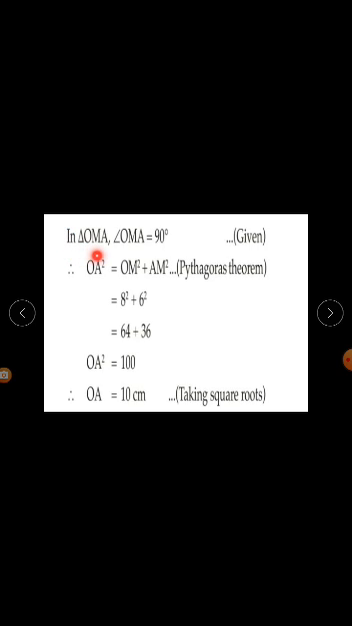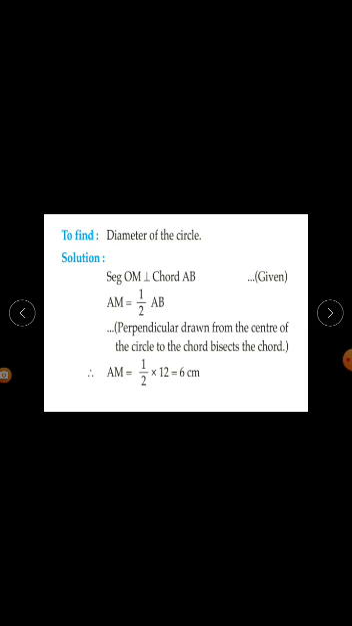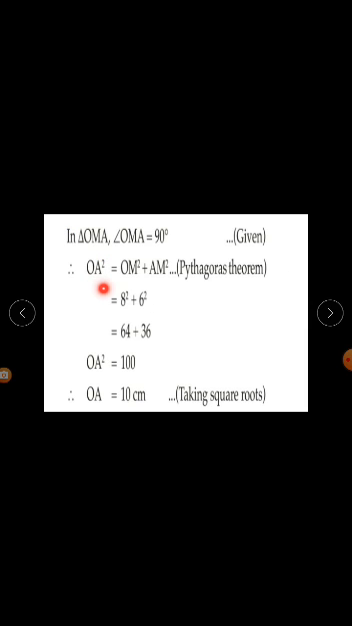So, in triangle OMA, angle OMA is equal to 90 degree, given. Now, this is your right angle triangle, so you can use Pythagoras theorem. OA square equal to OM square plus AM square.